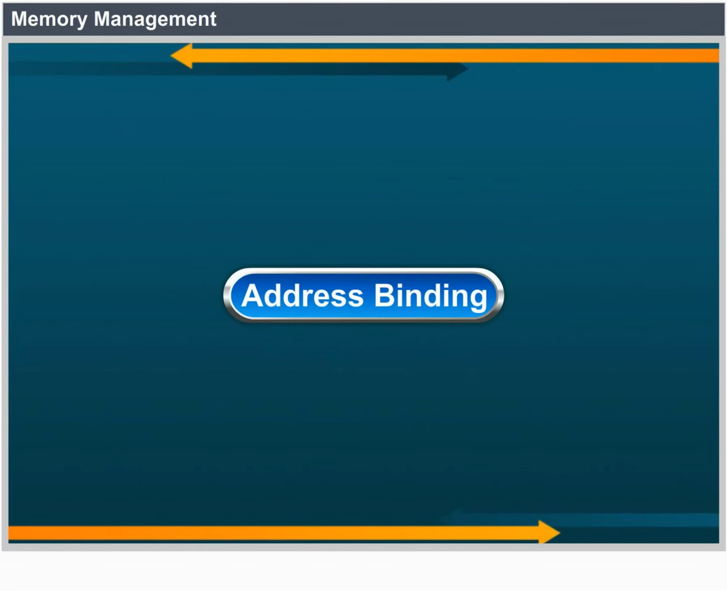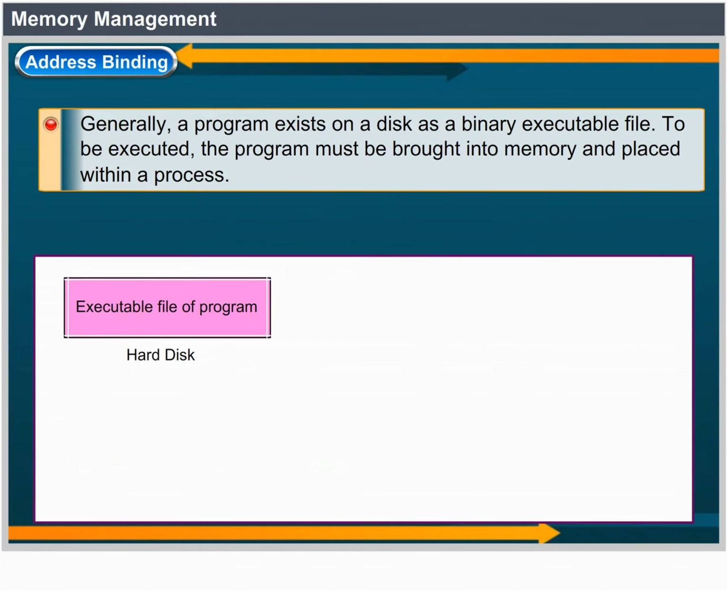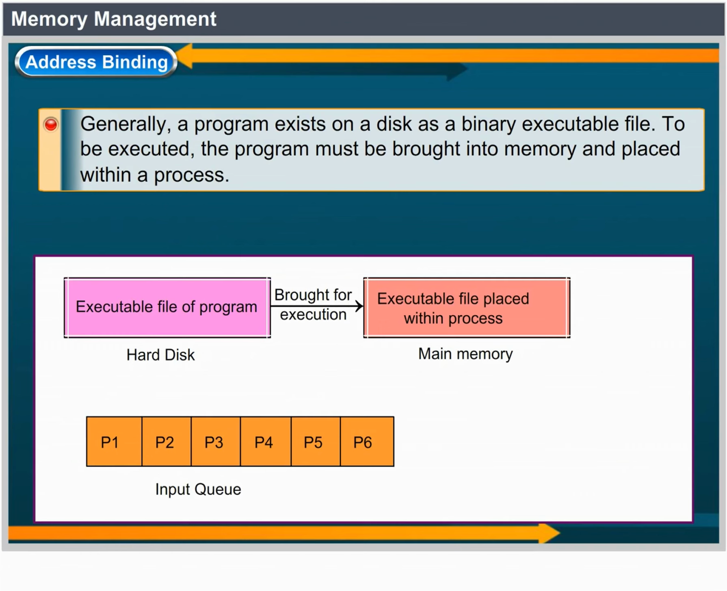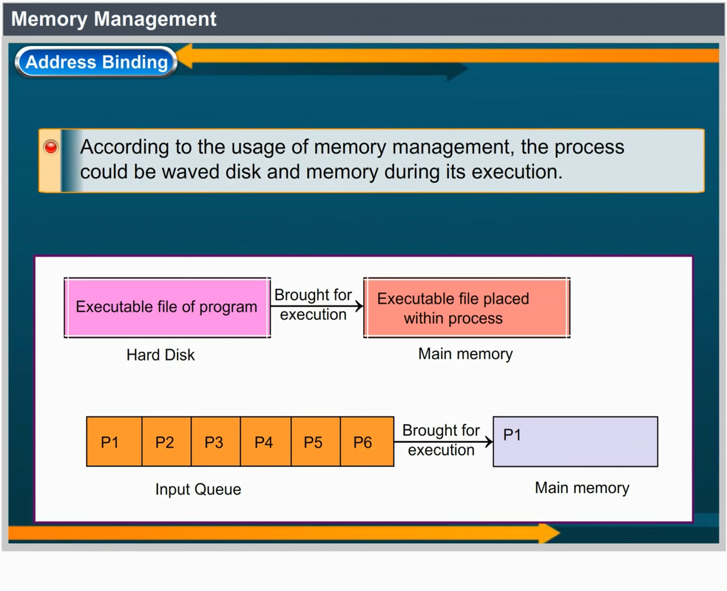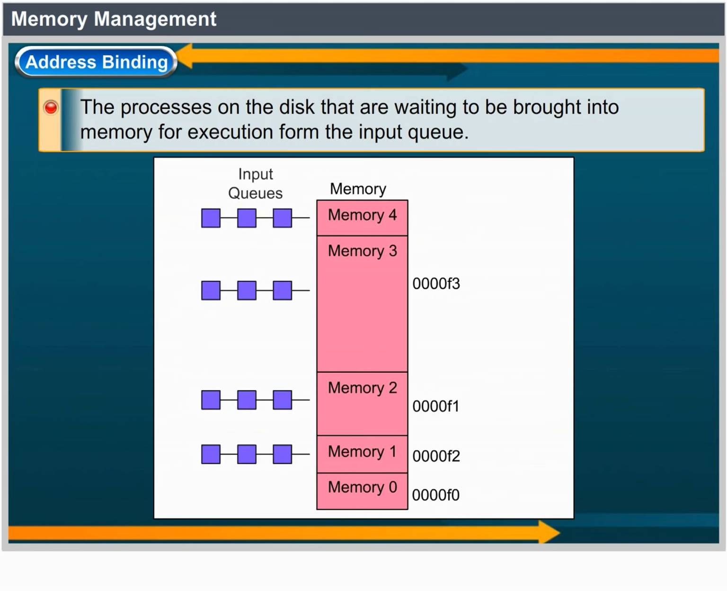Address binding. Usually, a program resides on a disk as a binary executable file. To be executed, the program must be brought into memory and placed within a process. Depending on the memory management in use, the process may be moved between disk and memory during its execution. The processes on the disk that are waiting to be brought into memory for execution form the input queue.